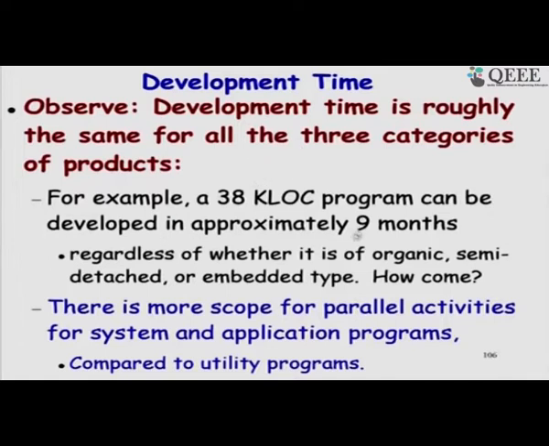Sorry, 9 is a mistake here, it should be 14, I just wrote 9 here. So, a 38 kilo lines of code software takes about 14 months, and this 14, if you substitute there, it is regardless of whether it is organic, semi detached or embedded. It may become 13.9 to 14.9 etc., but roughly that much. So, the answer is that there is more scope for parallel activities for complex software.